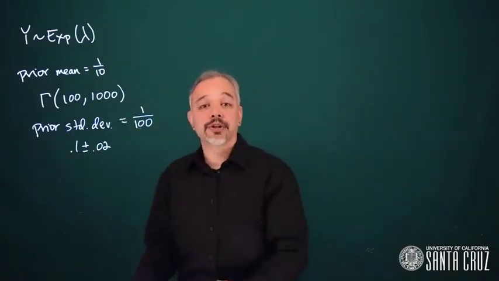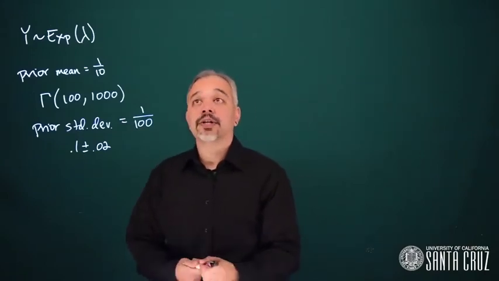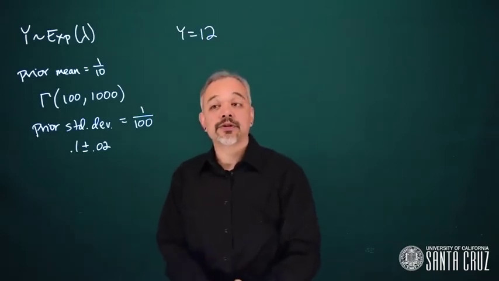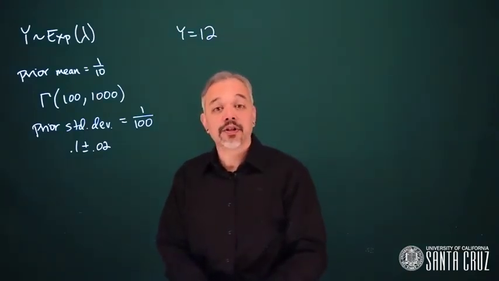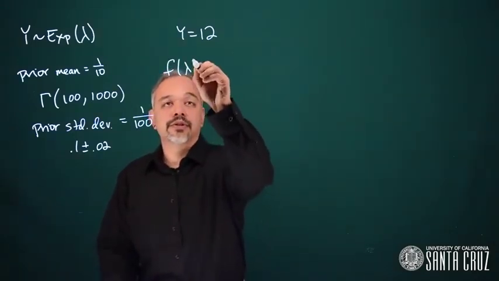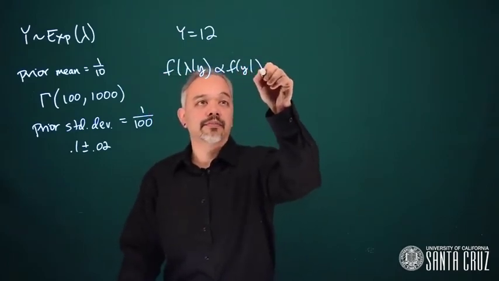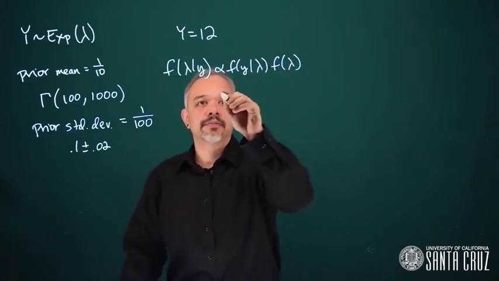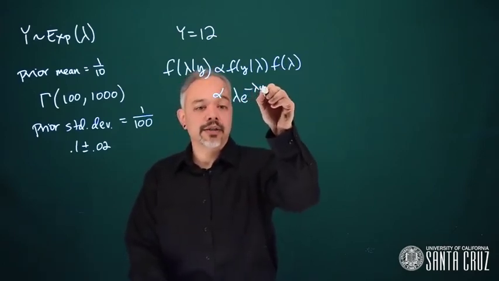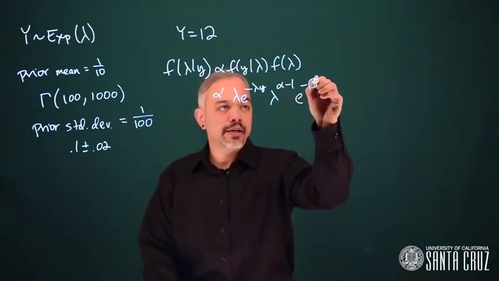So here's a particular prior we could specify. Suppose that we wait for 12 minutes and a bus arrives. Now you want to update your posterior for lambda about how often this bus will arrive. Posterior for lambda given y is proportional to the likelihood times the prior. In this case, that's lambda e to the minus lambda y, lambda to the alpha minus 1, e to the minus beta lambda.